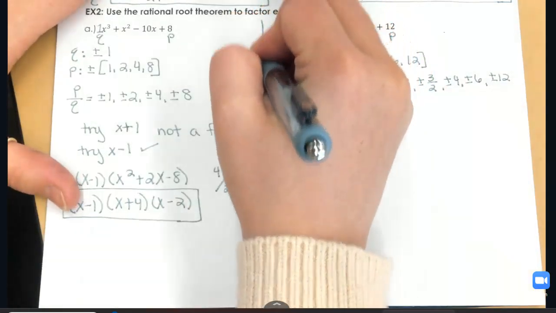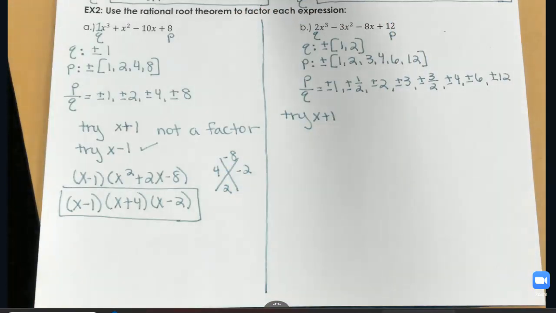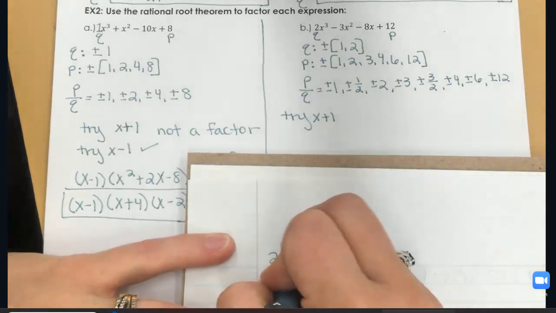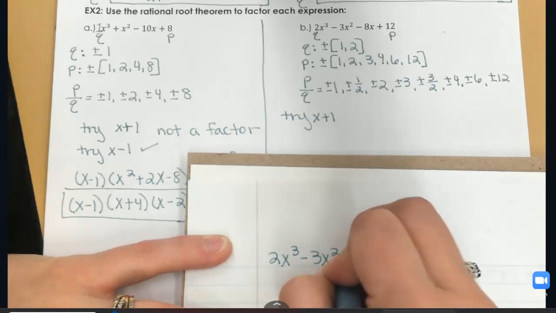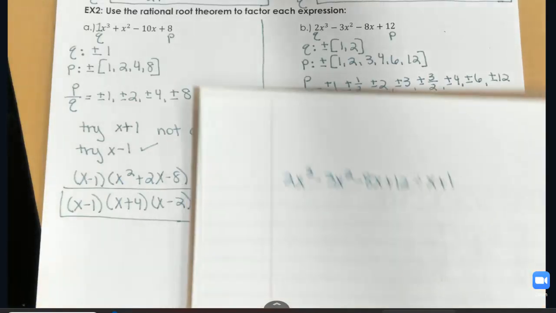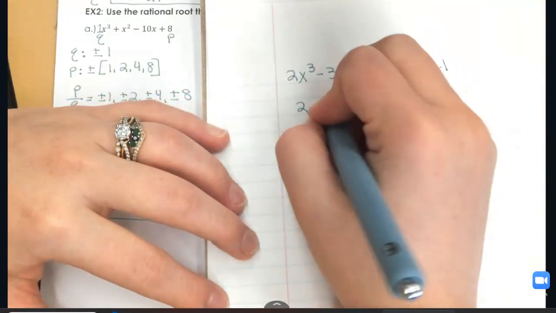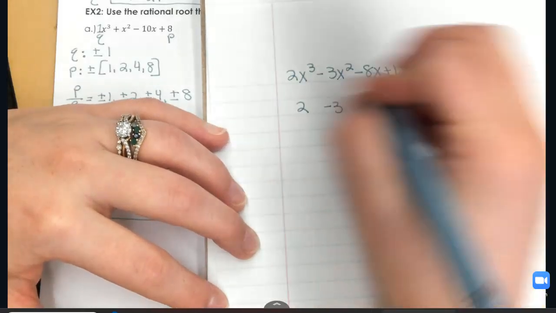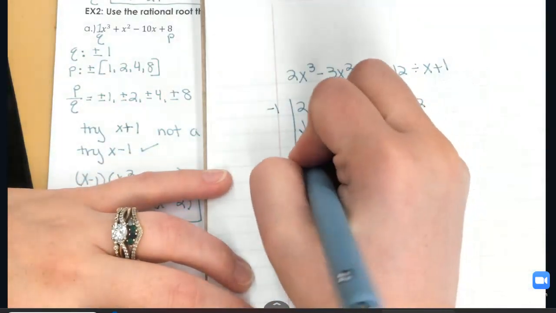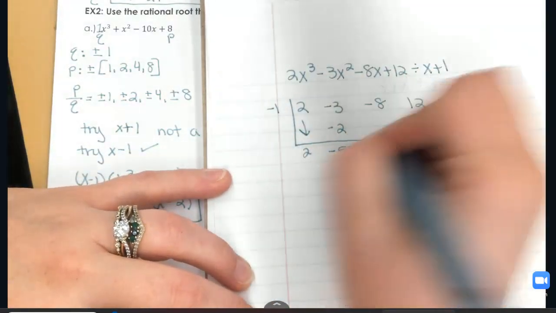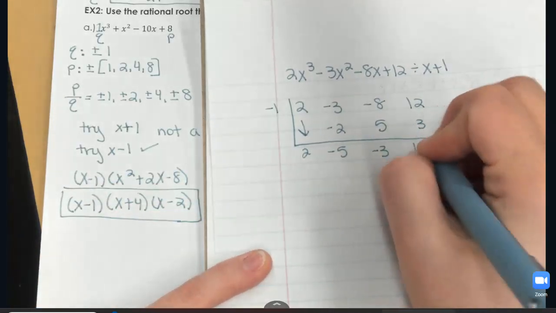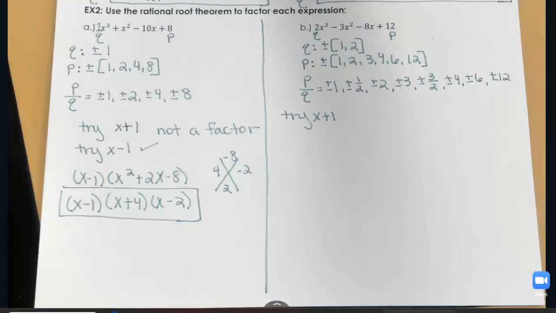I'm going to try x plus 1. Let me get this written up here. 2x cubed minus 3x squared minus 8x plus 12. And we are dividing by x plus 1. That is what we're trying with our synthetic division. Negative 1 goes out here. And again, I got a remainder that is not 0, so that one is not a factor.